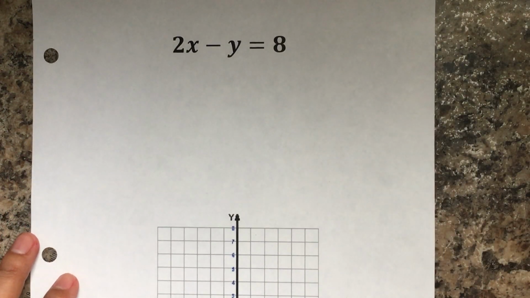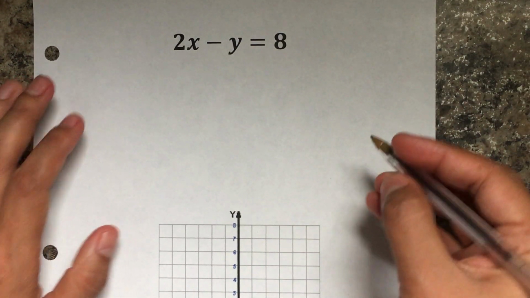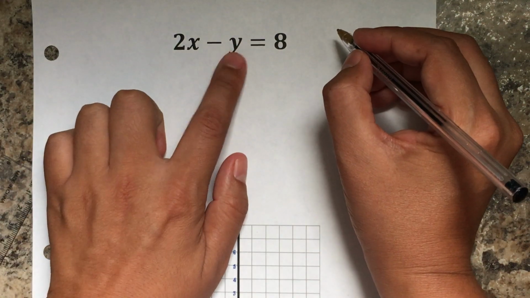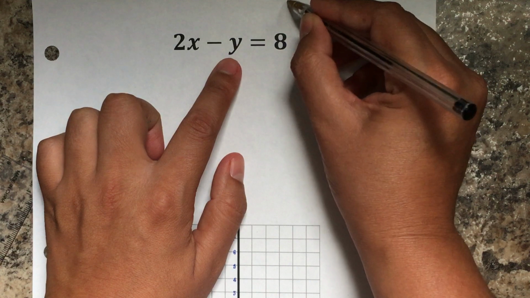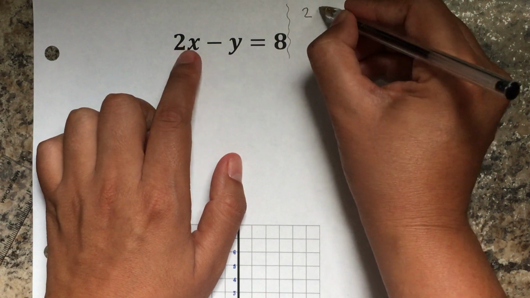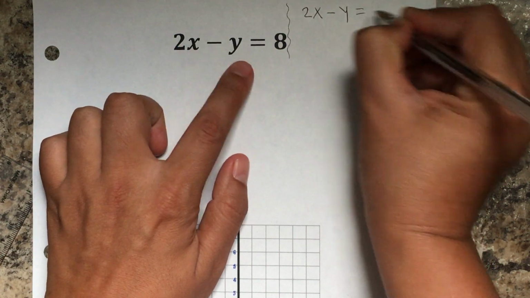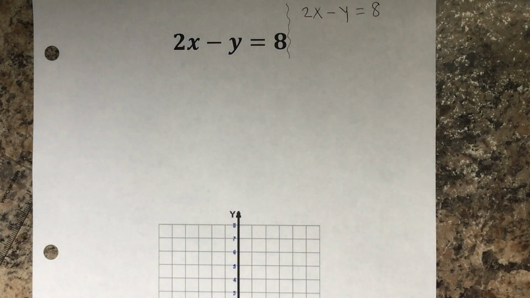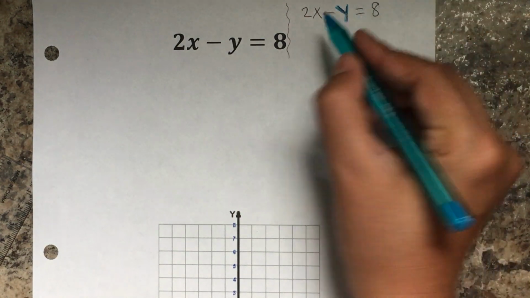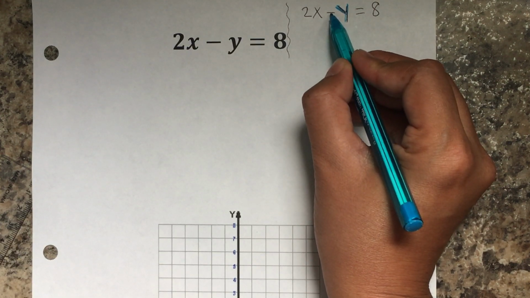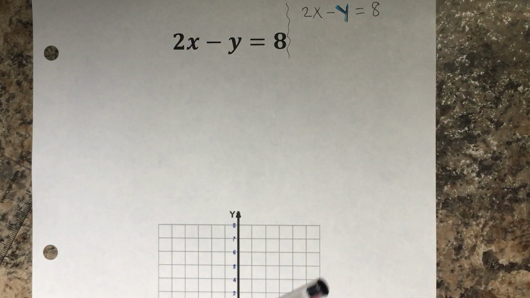Again, if you need more time, just make sure you pause the video. Okay, again, we want to leave y by itself. So I'm going to do it in here. 2x minus y equals 8. Again, I want to leave this part by itself. Right now it has a negative in there that shouldn't be, and a 2x that shouldn't be there either.